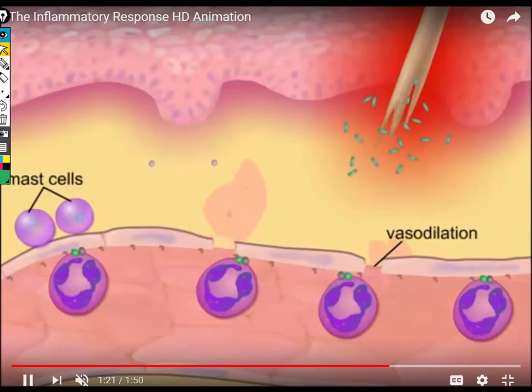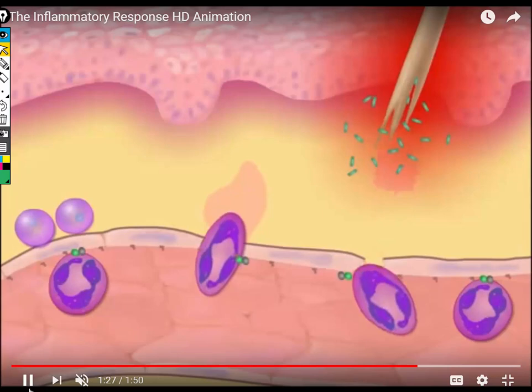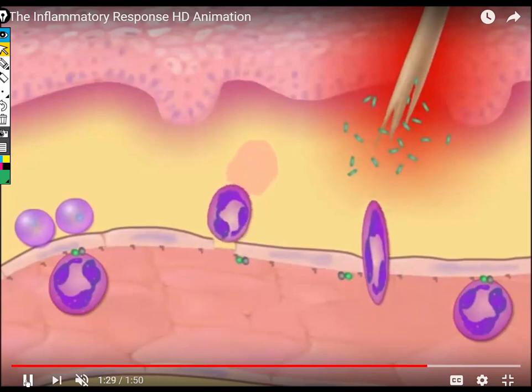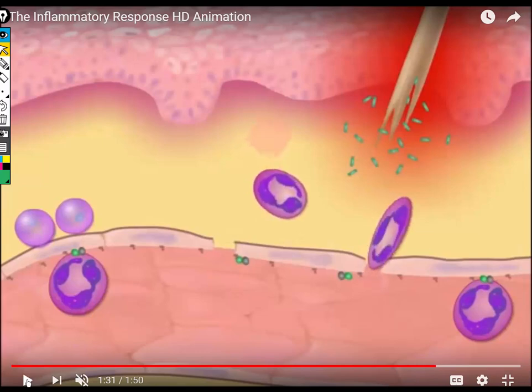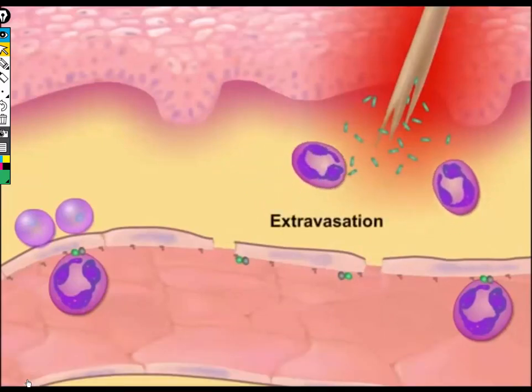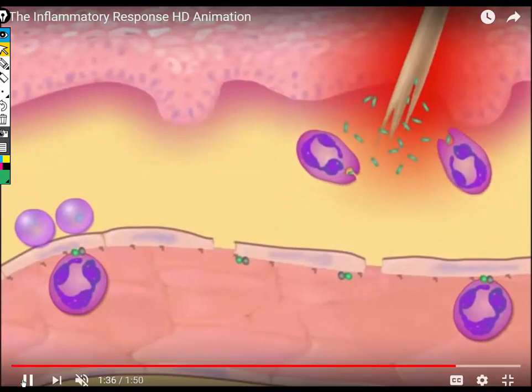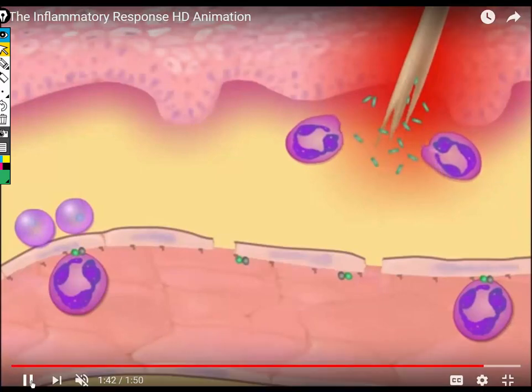Plasma's leaking out. Area becomes swollen. White blood cells diapedese, squeeze through those little pores. If you get this right, I'm going to be proud of you. And then they eat. Nom, nom, nom.